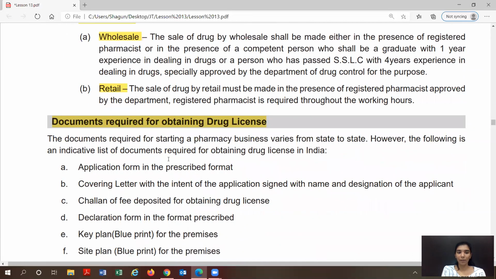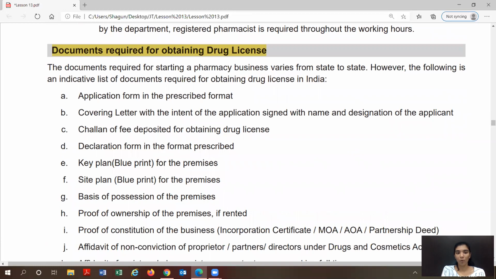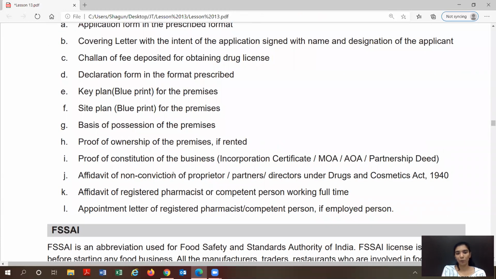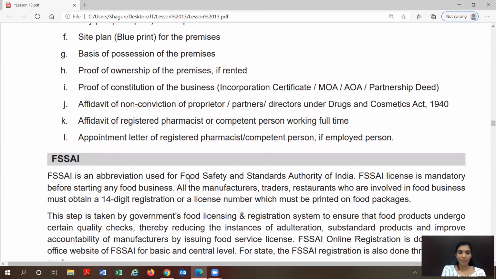Documents required for obtaining drug license. Drug license में आपको ये बहुत सारा उनका business related disclosures and all देना होता है, including details of all the drugs and all that you are going to use, manufacture, supply, and also the details of the premises, etc. You have to give various affidavits also when you start a pharmacy business.